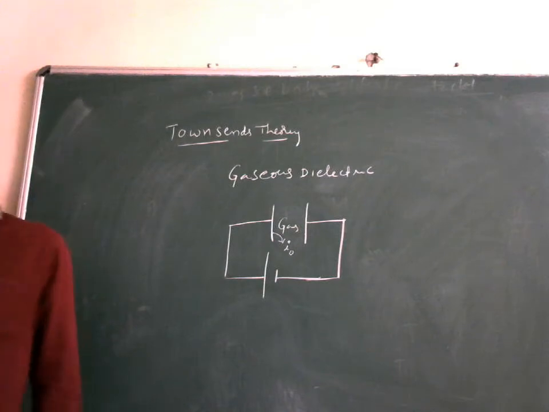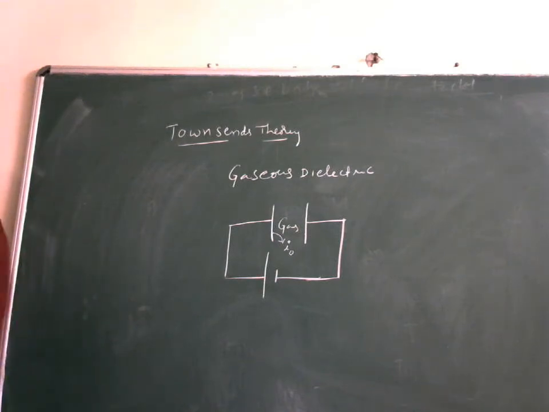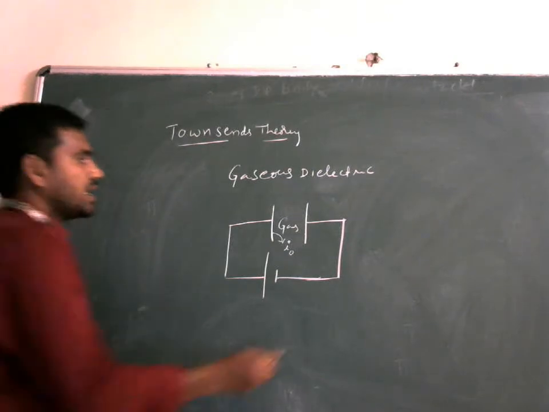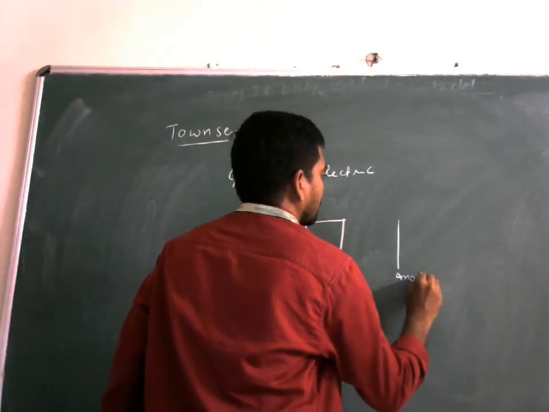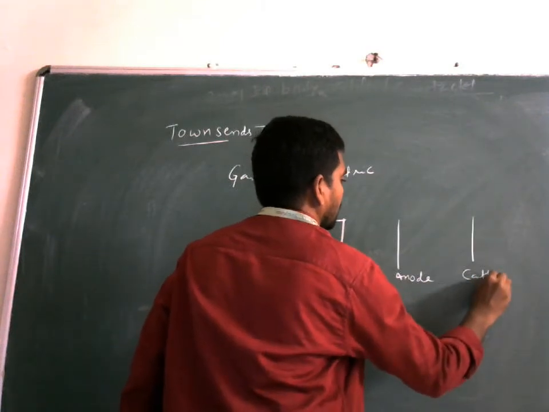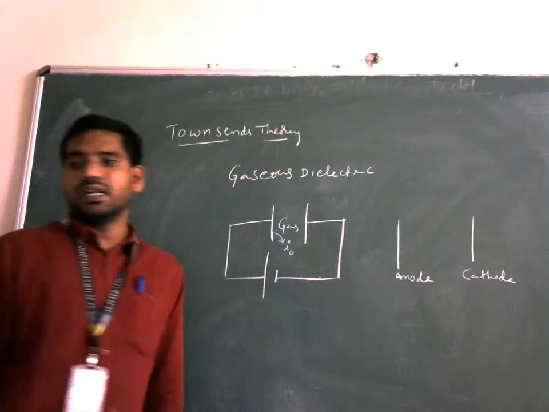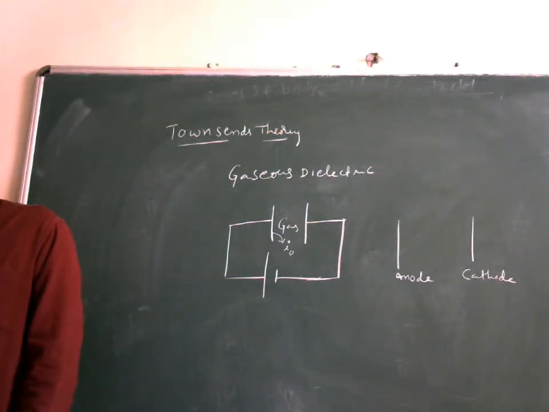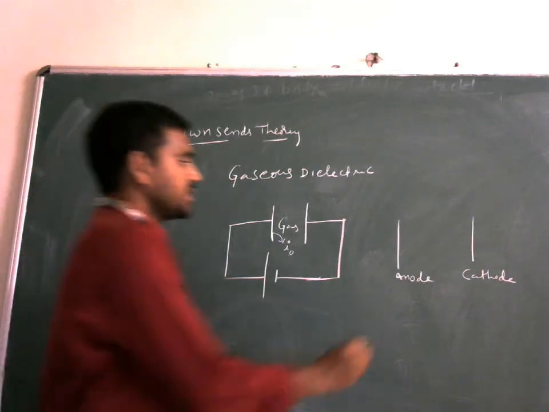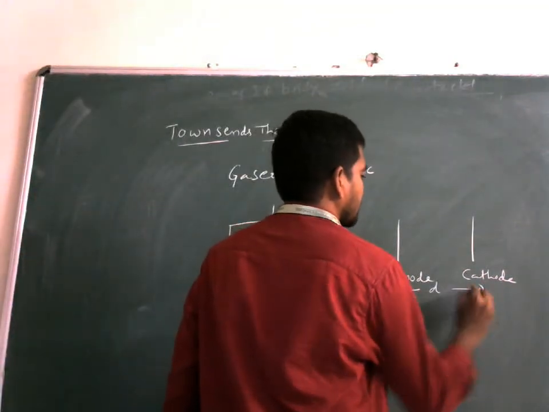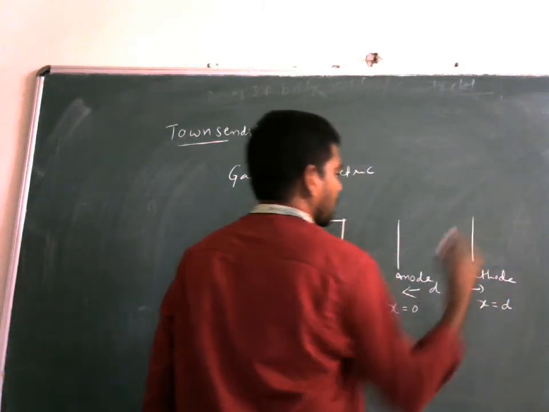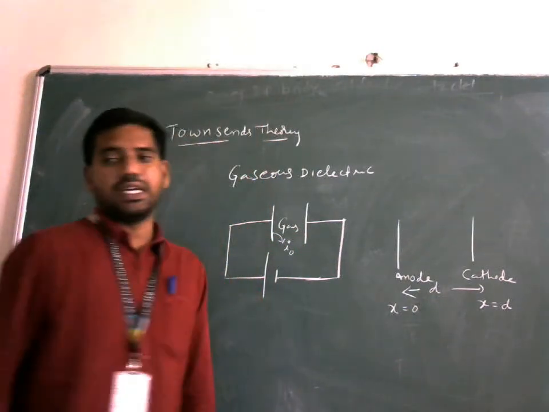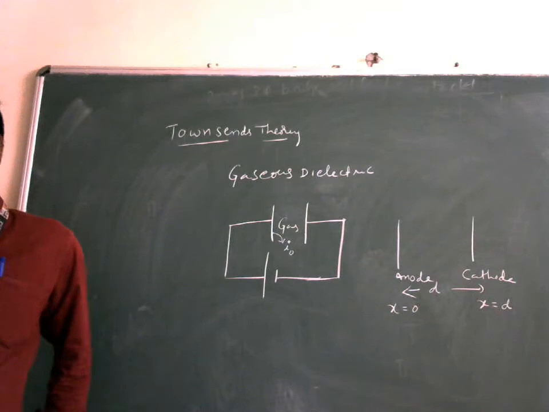How are we going to find that small amount of current I naught? For that we have to derive. We need to consider here an electrode, an anode, and here we are having a cathode. The distance between these two we take as d. Initially the distance is x is equal to 0, and at the cathode x is equal to d.